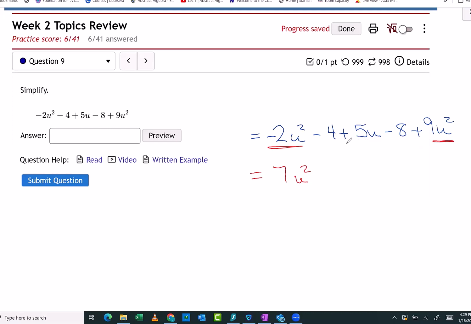Next, I have 5u, and I have nothing else that has just a u. I'm going to just write it in here. And lastly, I have negative 4 minus 8, negative 12. And again, that's my final answer.